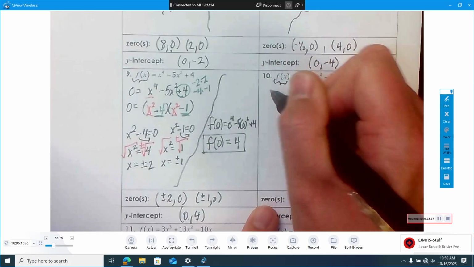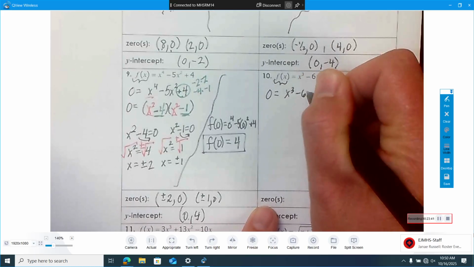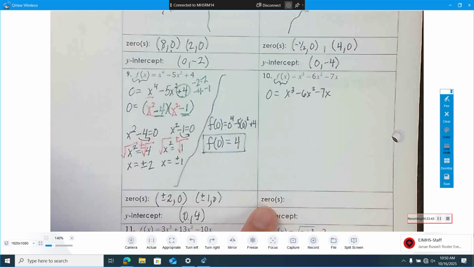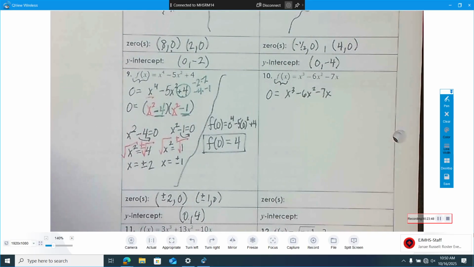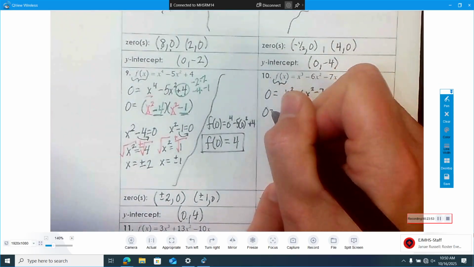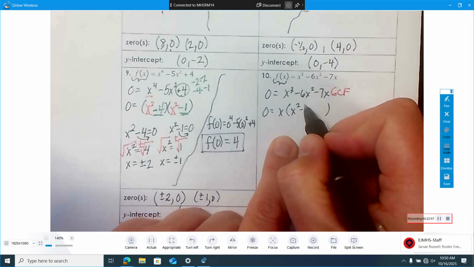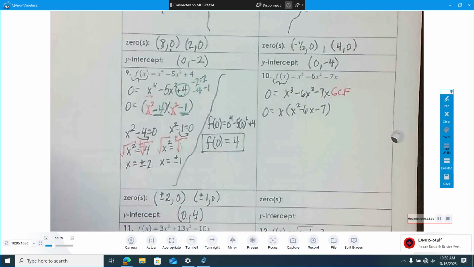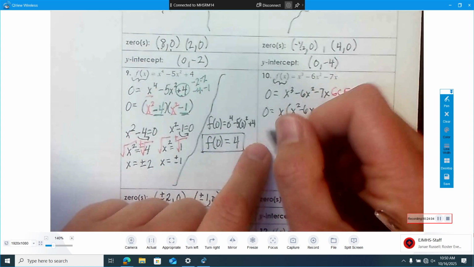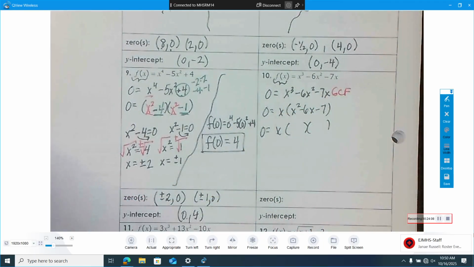Yeah, the y gets to be replaced with a 0, and we have x cubed minus 6x squared minus 7x. How are we going to solve for x here? Greatest common factor. Very good. So there's an x that comes out. What's left behind? X squared minus 6x minus 7. And then we double bubble that trinomial.